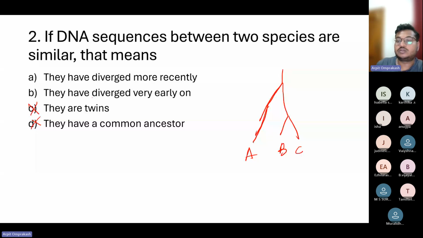The statements that we are left with are that they have diverged more recently or they have diverged very early on. So now let's say we have this kind of tree where X is our common ancestor from which there was some mutation and we got A. Then after some time, there was another mutation because of which we have B and C. So what this means is B and C will have more similar DNA sequences because they have diverged later than A, because A would have changed much more on this path, whereas B and C have changed just a little because they have diverged recently. So the answer here will be A and not B. Is that clear?